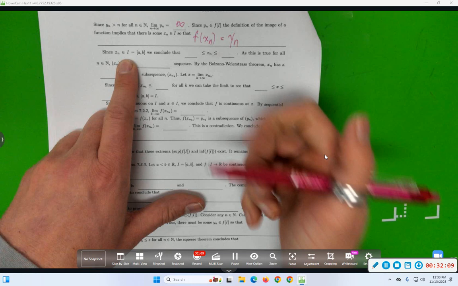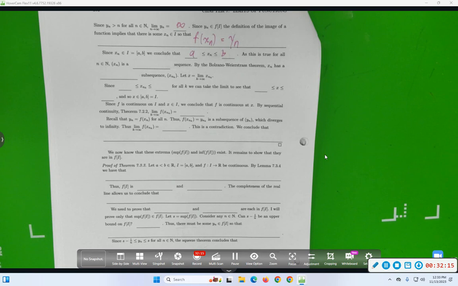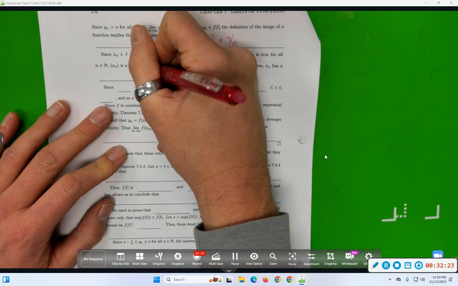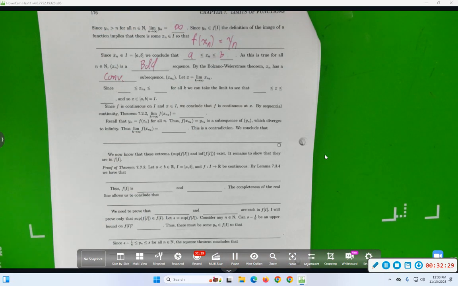Since xn is in [a, b], we get an inequality. By Bolzano-Weierstrass, you told me what happens. This is a bounded sequence. Bolzano-Weierstrass says that this thing has a convergent subsequence x sub n sub k. So far, so good. What value this x sub n sub k converges to matters, in that I want it to converge to a place where I know the function is continuous. So let's try to do that.